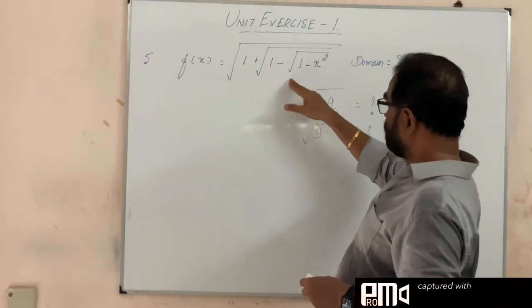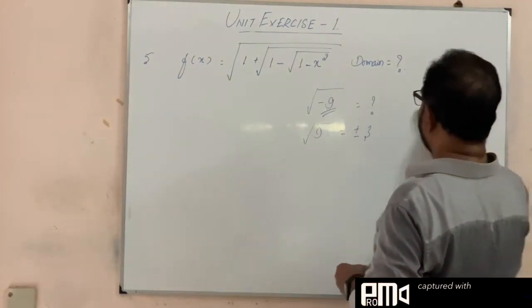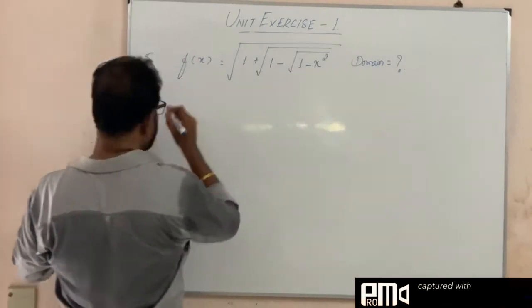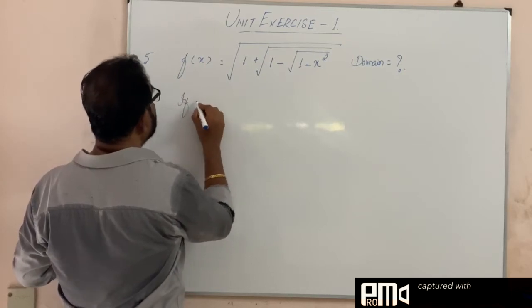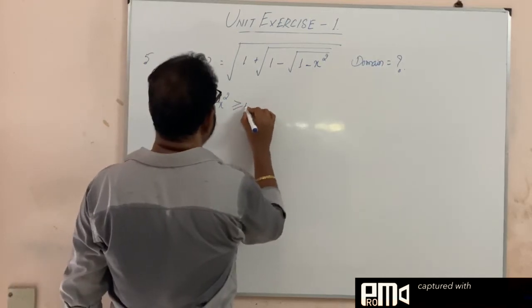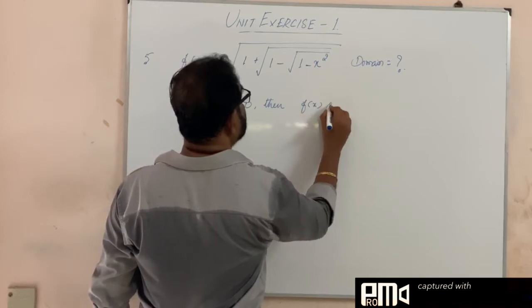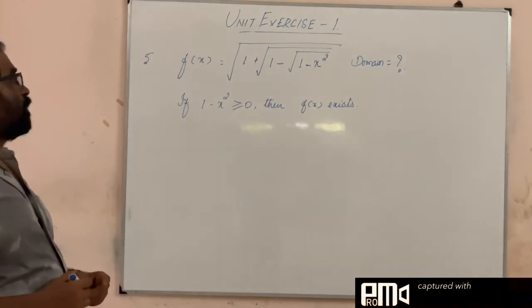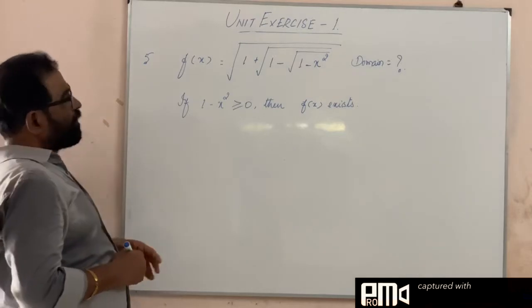So the number inside the square root sign must be a positive value or 0. For this f of x to exist, if 1 minus x square is greater than or equal to 0, then f of x exists.